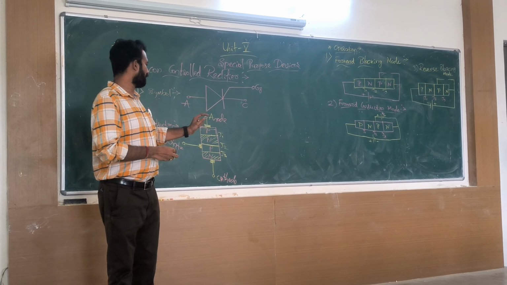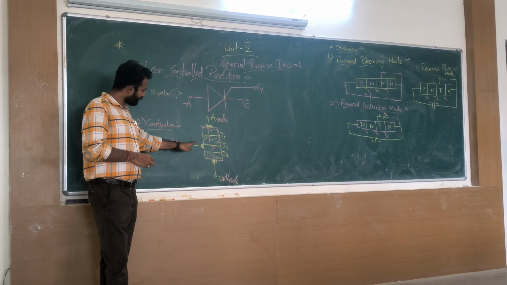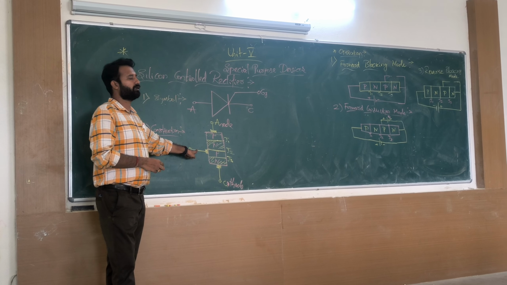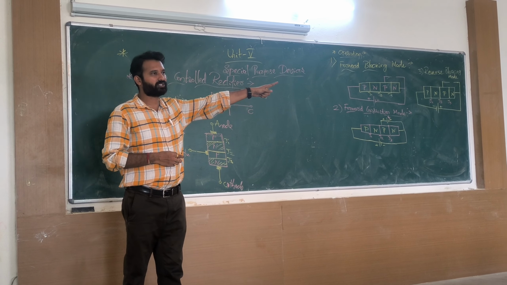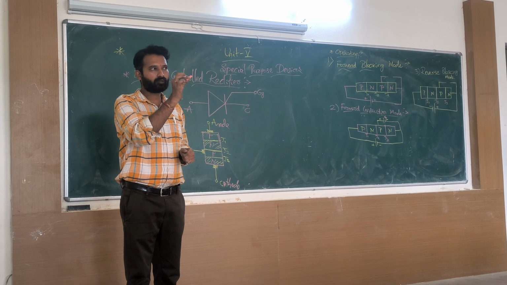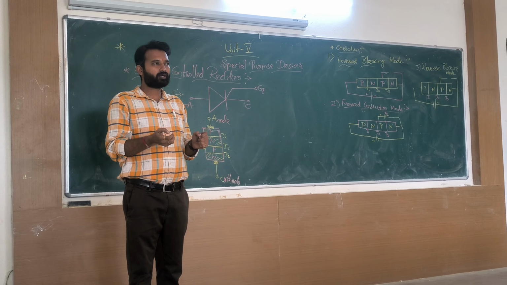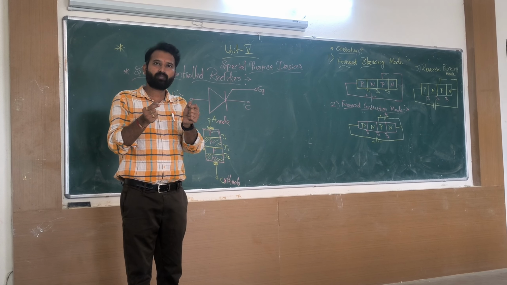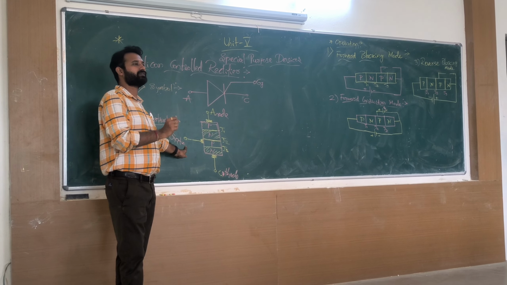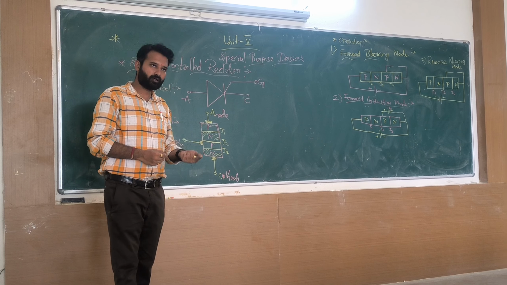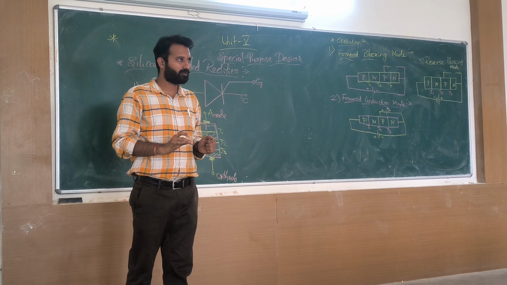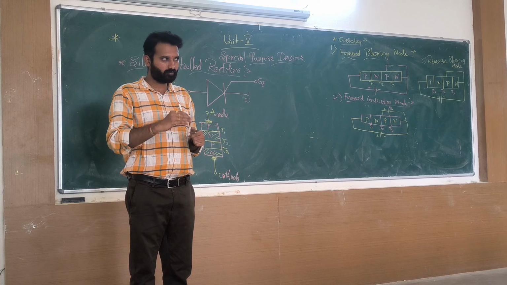By applying a voltage at the gate terminal, by applying a biasing at the gate terminal, this device will work as a switch or it will work as a rectifier. What is the name? Silicon controlled rectifier. You are applying a potential, a voltage at the gate terminal. If you apply a certain potential, this device will work as a switch or it can work as a rectifier. Understandable? Let me elaborate it.